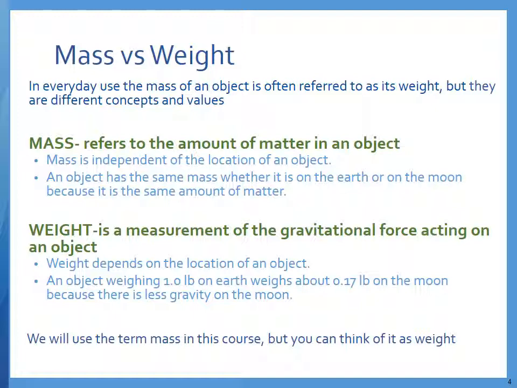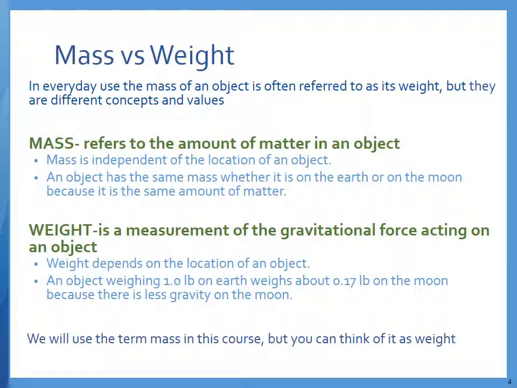All right, so first of all, mass versus weight. When we talk about matter is anything that has mass. So what is mass? It refers to the amount of matter in an object. It's very, very similar to weight, but they're a little bit different concept. Mass refers to the amount independent of its location, whereas weight is a measurement of the gravitational force acting on an object. So a weight is more dependent on the location of an object.